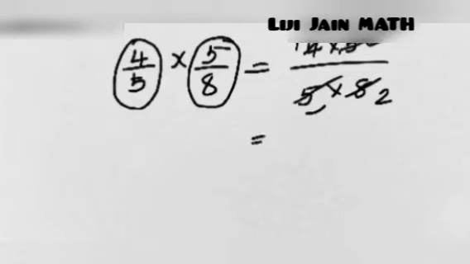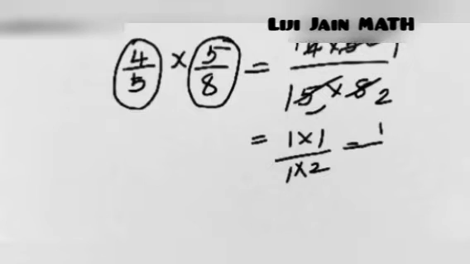So what is the final answer? What remains? 1 into, instead of this 5 cancelled, 1. Here also 1. 1 into 1 by 1 into 2. So what is the answer? 1 into 1, 1. 1 into 2, 2. 1 by 2 is the final answer. Very easy, isn't it?